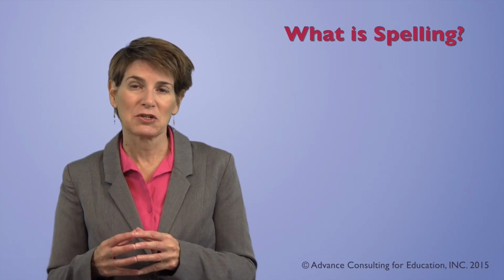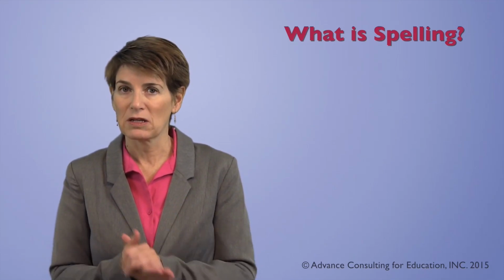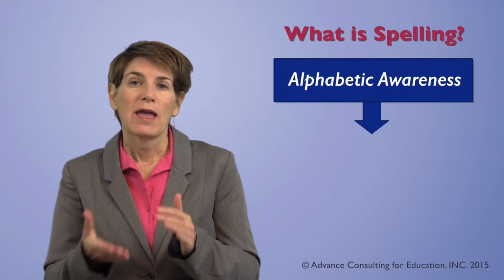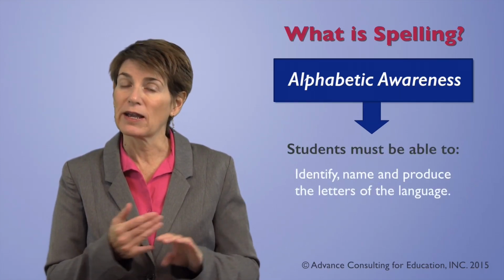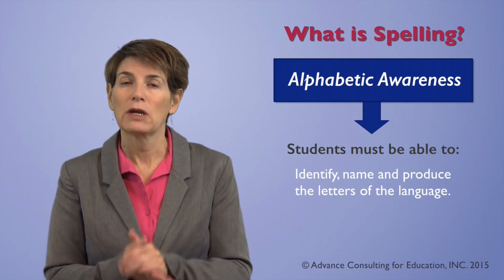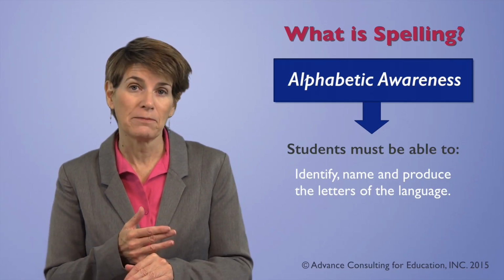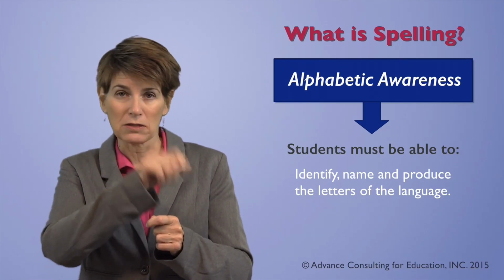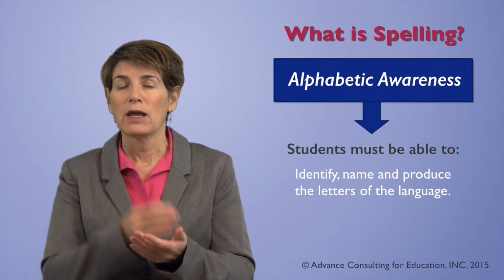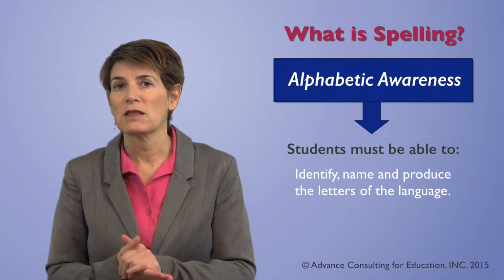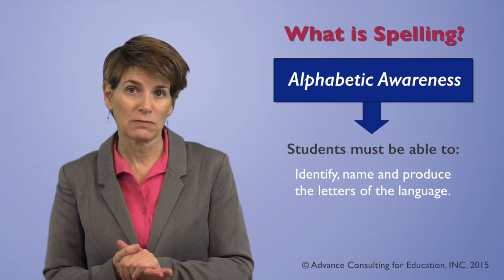The next piece that students need to know in order to be able to spell in English is alphabet awareness, or alphabetic awareness. This means that students can identify the different letters. We know there are 26 letters in English. So students can identify them and name them. They can recognize, okay, this is an A versus this is a C. And then name them, they can give the names to the letters. And then finally, they can actually produce the letters.